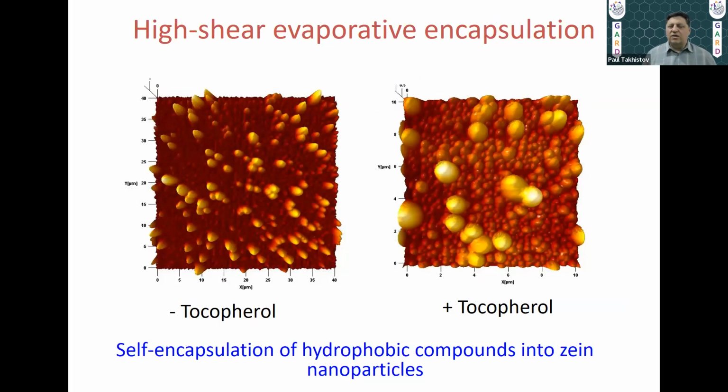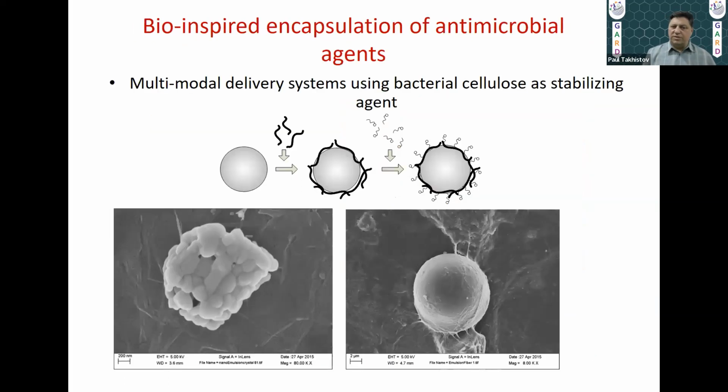We can use the high shear induced self-assembly of the material, changing the phase composition, for example, through evaporation, and we can encapsulate materials, which again can be used for the delivery or building the new system. This is bio-inspired formulation.